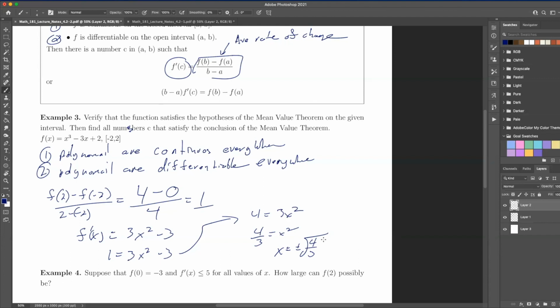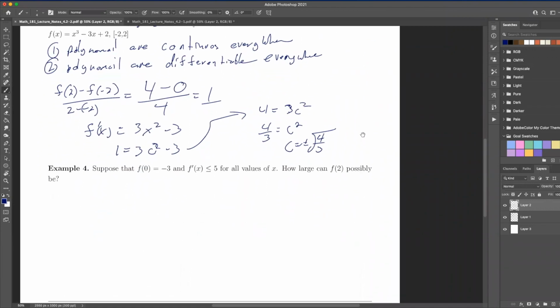And so those are the numbers. So those are the c's. So technically, I'm solving for c, so I'm going to be more correct in my notation. I'm going to say c squared equals that. And so that's how you find that.